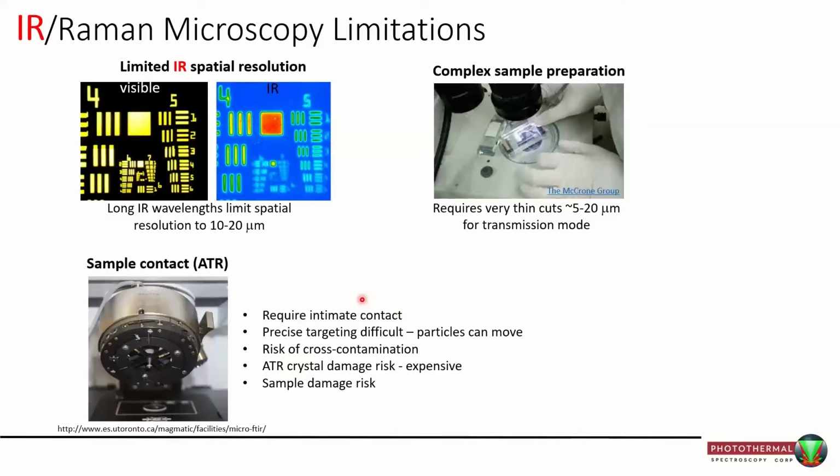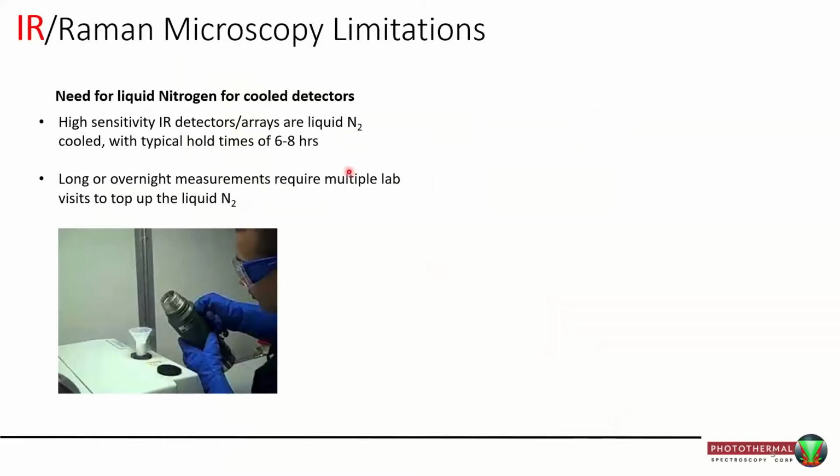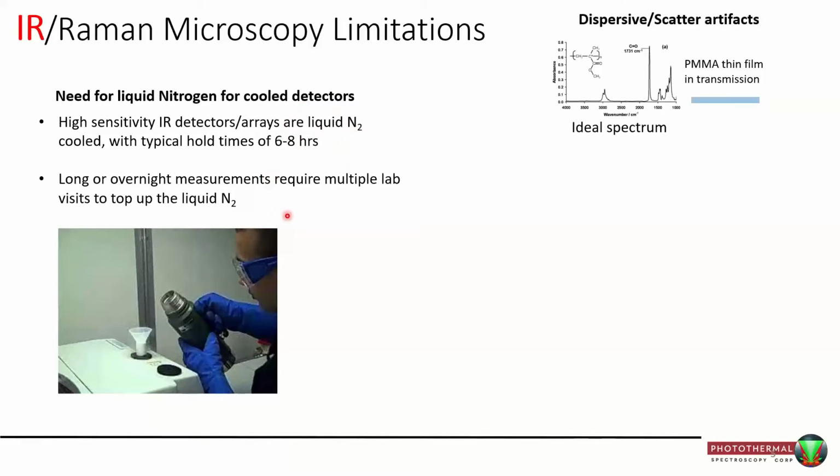Sample contact with the ATR is a way to overcome some of those to some extent, but that brings new challenges. The fact that it requires contact makes targeting difficult. There's risk of cross-contamination. It can damage the crystal. It can even damage the sample, as evidenced by some of these indentation marks. A lot of these IR techniques require cooled detectors with limited hold time, which makes long experiments difficult.